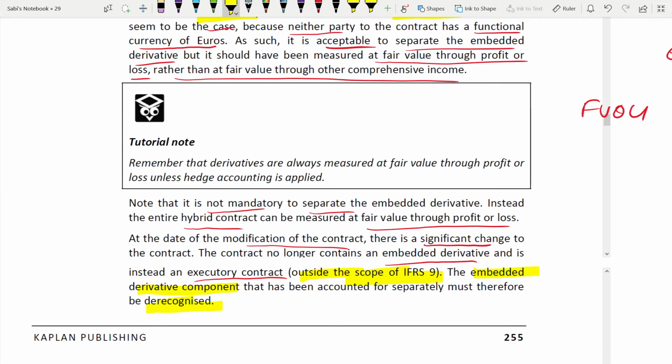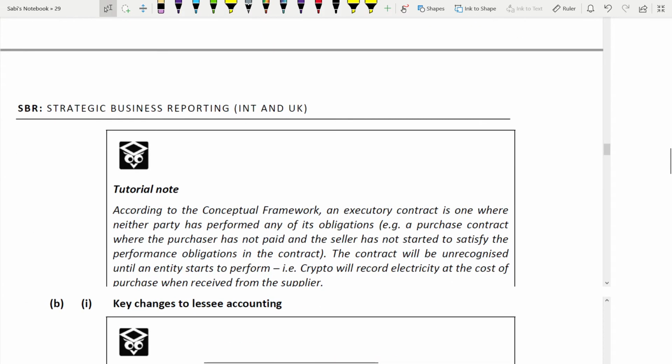You'll be having the executory contract, but you don't know how to measure it, so just write that it is outside the scope of IFRS 9. Neither will you be asked to measure it. The embedded derivative, you have to account for separately, and then de-recognize it separately from the executory contract because it's no longer there. So that's it. Now let us go to part B.